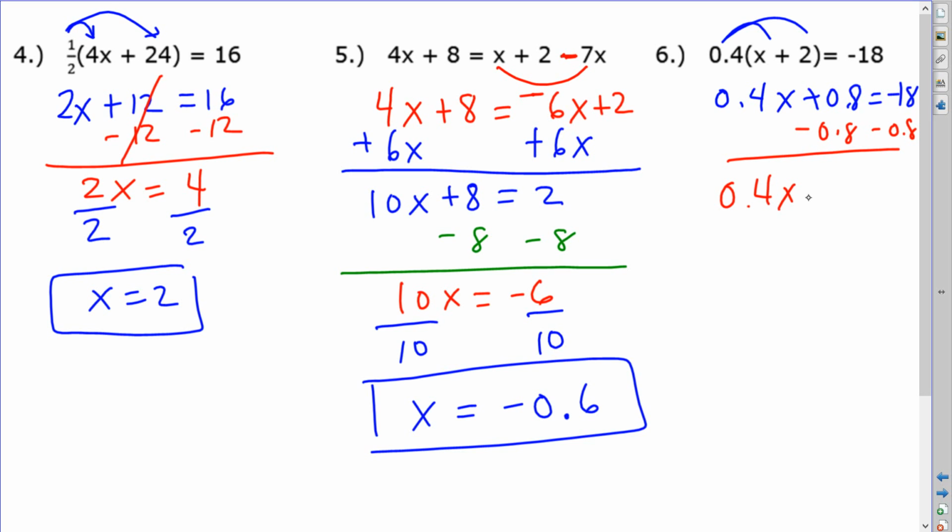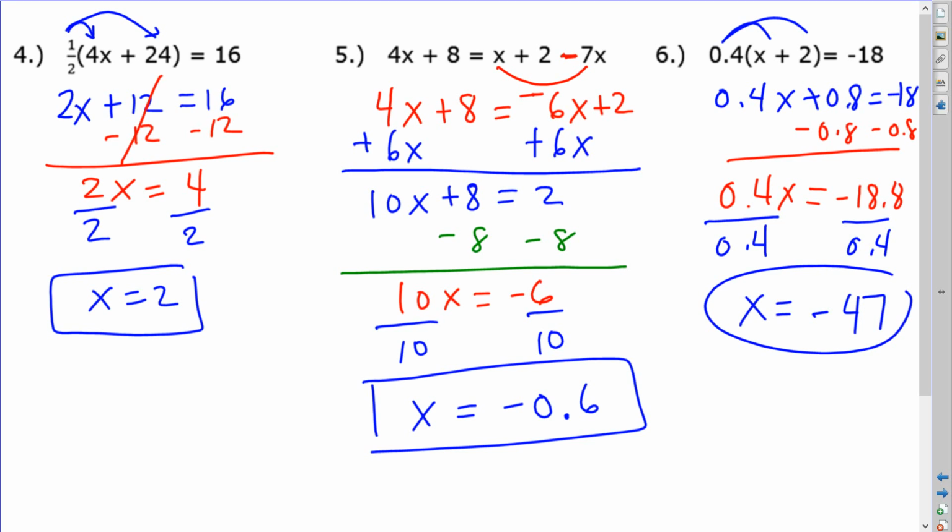I get 0.4x equals negative 18 minus 0.8. So I'm going to get negative 18.8. I'm going to divide that by 0.4. So I'm going to divide that by my coefficient. And I actually get negative 47.